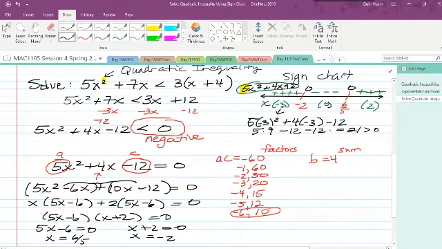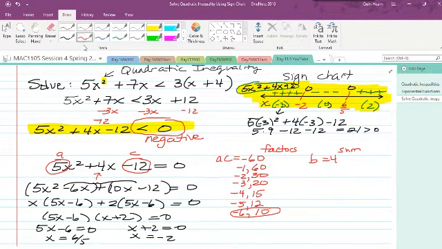So now let's go back and answer the question. The whole point of this is to get this sign chart set up so we can literally read the solution to the inequality right off the sign chart. So looking at the sign chart, we have negatives, where, remember, less than 0 means negative, right in the middle between negative 2 and 6/5. So the solution to the inequality is going to be the interval from negative 2 to 6/5.